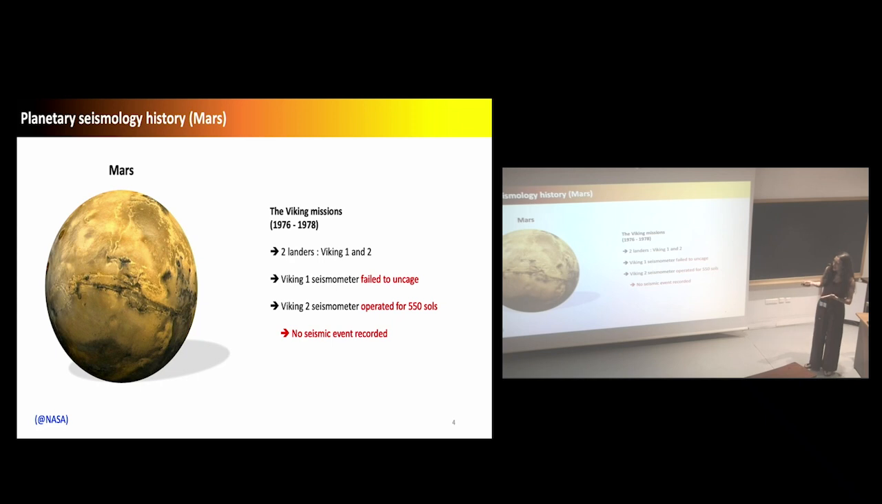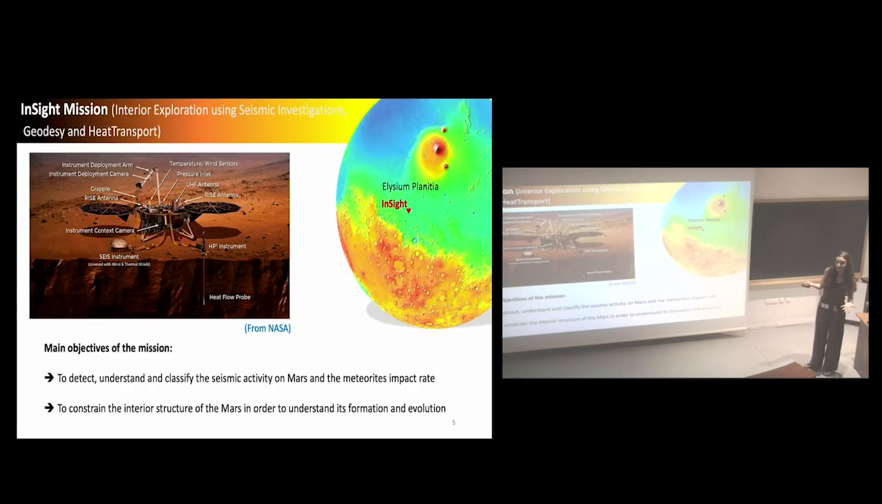Then came the InSight mission. And this time we actually had, here you can see, an arm to put the seismometer on the surface of the planet. So the InSight mission is actually a complete geophysical mission. We had a lot of instruments. You had instruments related to temperature and pressure measurement.